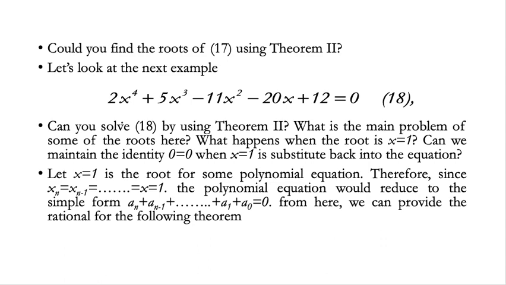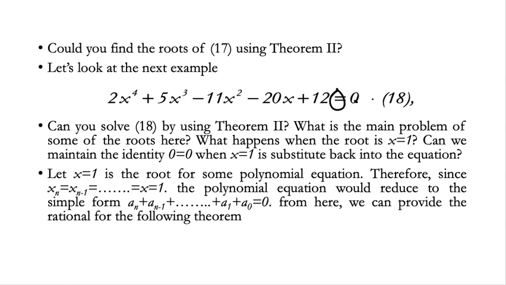Now let's try this theorem number 2 using expression 18. So we have 18 here: 2 times x to the power of 4 plus 5 times x cubed minus 11 x squared minus 20x plus 12 equals 0. So this is a polynomial equation because you have an equation here. All right. So can we try solving this 18 using theorem number 2?